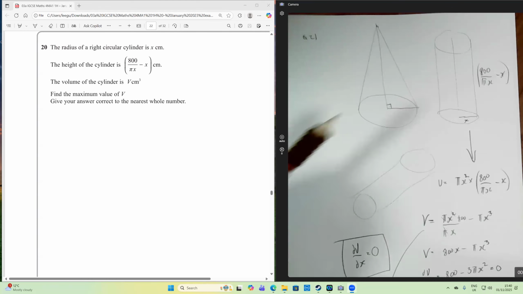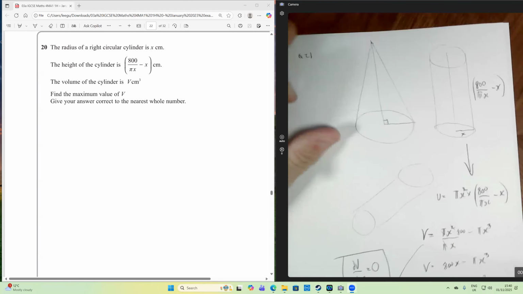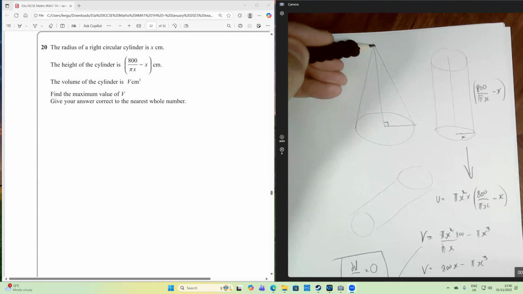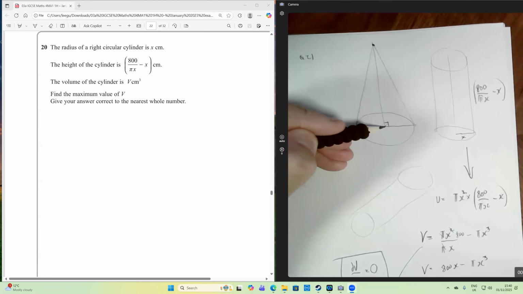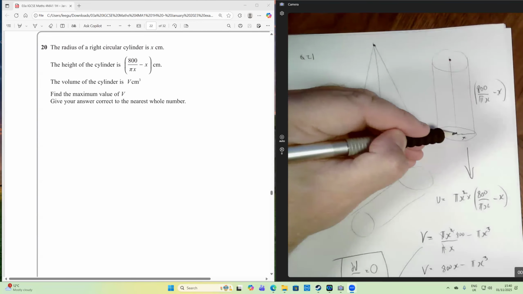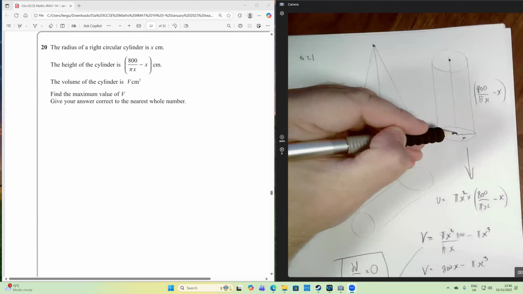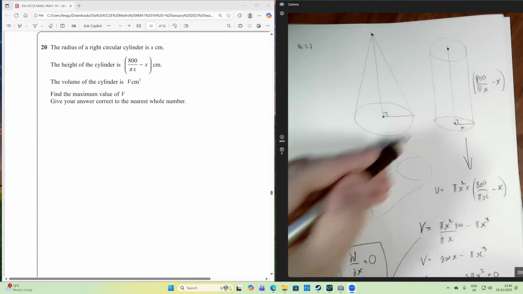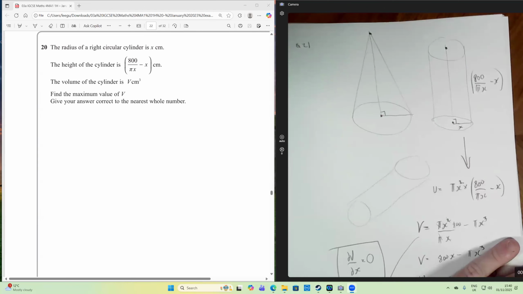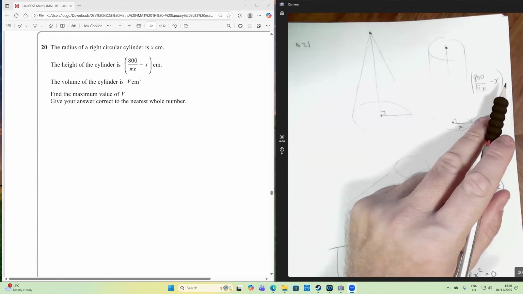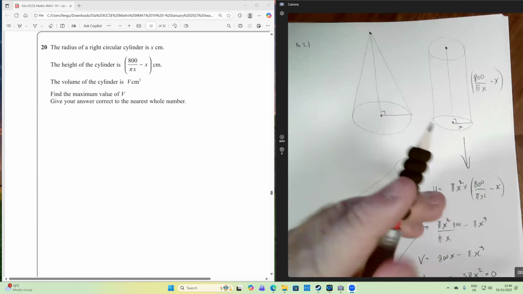So it says the radius of a right circular cylinder is x. I've just drawn a right circular cone there because what they mean when they say right circular is that the vertex of that cone lies directly above the center. The same idea applies for a right cylinder, so the center of that circle lies directly above that one. They're basically saying that's a 90-degree angle, not some kind of weird angle. So the height is 800 over pi x minus x, and the volume is V.